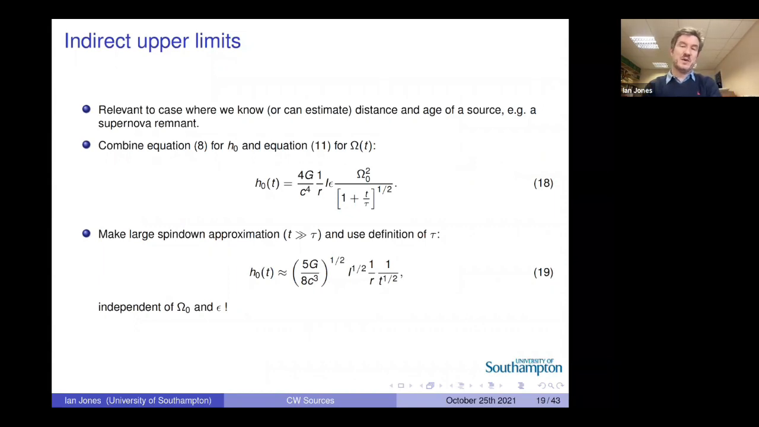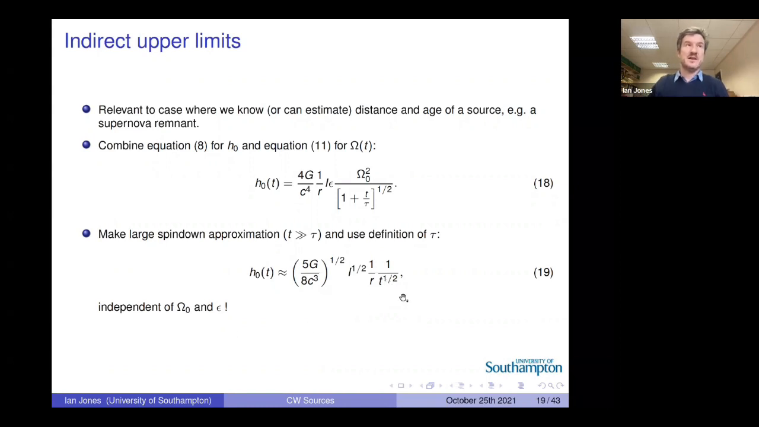So equation 18 can be approximated if we again make this assumption that our star has spun down a lot since birth, which in other words means that the time t now is much bigger than this tau, and using the definition of tau, you find an even neater sort of cancellation than the one we've talked about before. If you make this assumption, you get equation 19. If you look at equation 19, this is an estimate of how strong the gravitational waves would be today at time t for a star at some distance r. And this t you can think of as the age, right? So if t equals 0 is the time when the star's born, like in a supernova, say, then this is its age. The dependence on omega naught is gone.